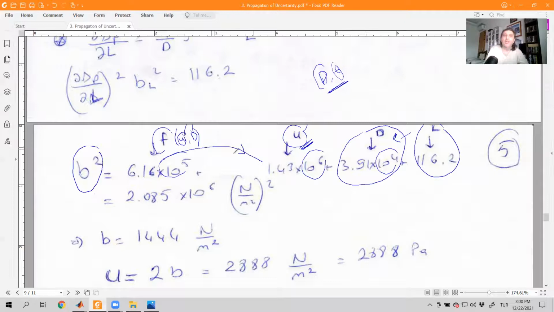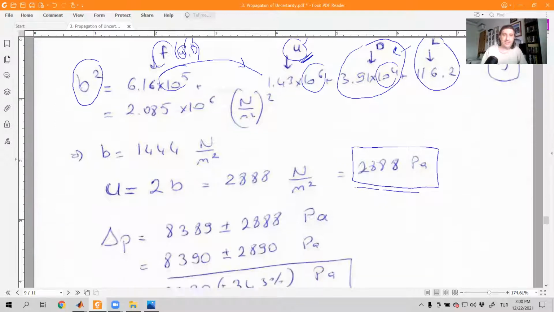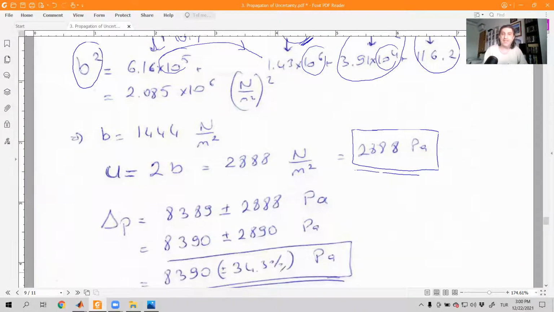So all in all, this resulting uncertainty, okay, I'm going to find this number, take the square root, then multiply by 2, and I find a pretty much large uncertainty value. There is like a 34% of uncertainty that is going to be in my experiment.